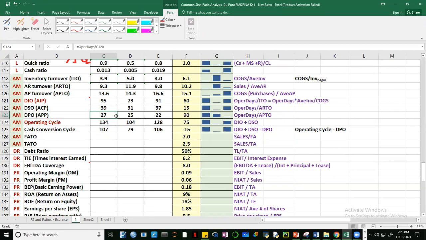Okay? Pero kailan sila nakaka-collect? Nakaka-collect sila guys 134 days. Diba? 134th day pa nila mako-collect. They need to pay already on the 27th day. So that means they will have to have this financed. They will have to borrow funds short term and then have this 107 days financed by short term borrowing. Okay, di ba?